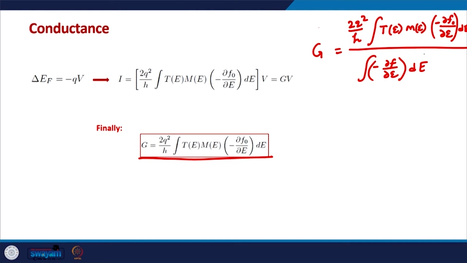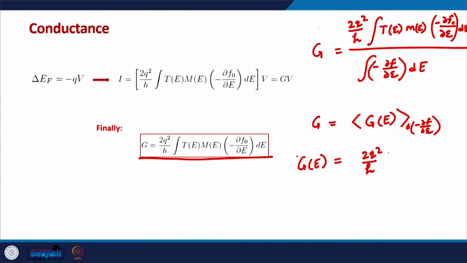Now, if you see this expression, this can be written as sort of the average of GE, where this average is taken over minus del f by del E. So, it means where GE is essentially 2q square by h times Te times Me.